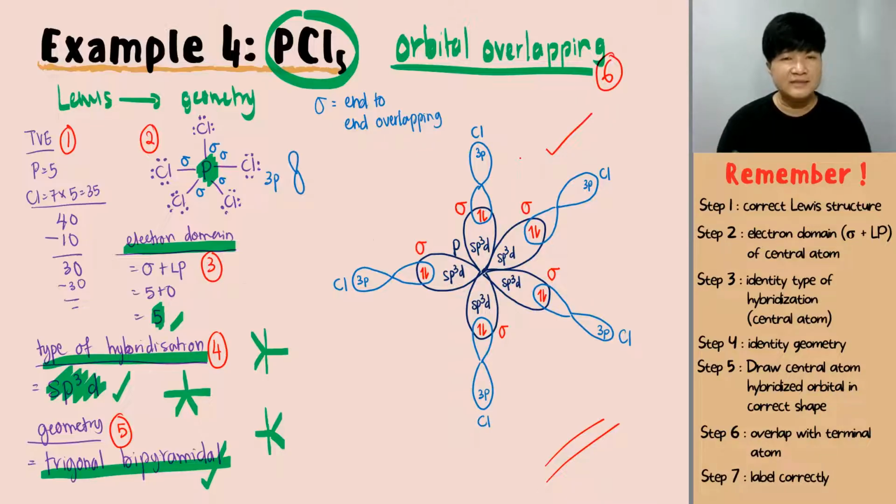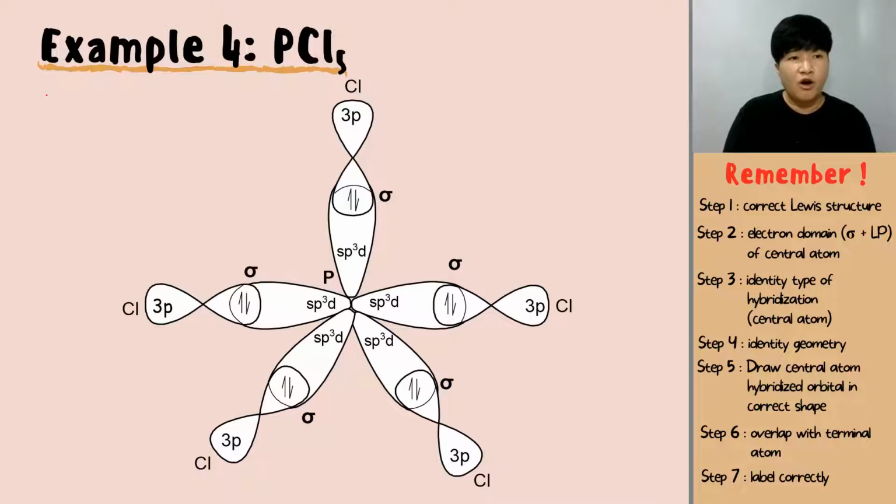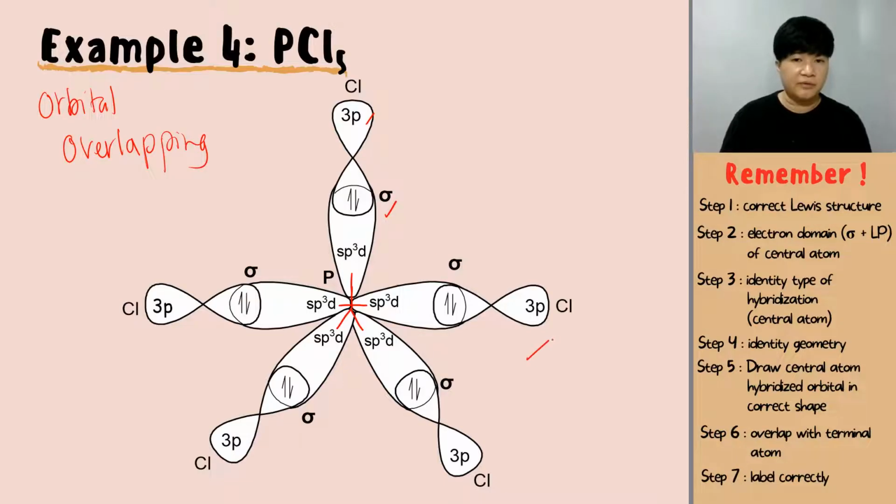Simple, easy. So this is a better version of your orbital overlapping of your PCl5. You can take a look at the neat trigonal bipyramidal shape. You can see your 3p orbital overlap with the sp3d hybridized orbital. And how many sigma bonds you form, all the labels and everything.